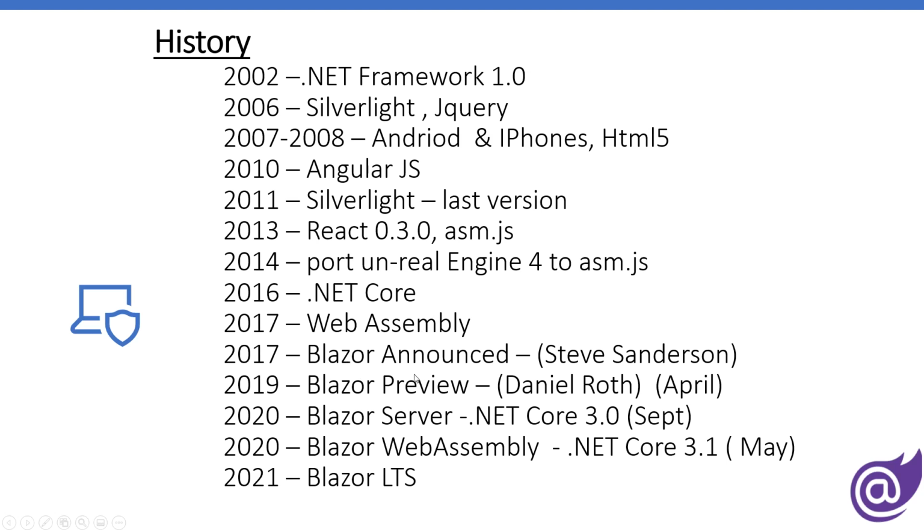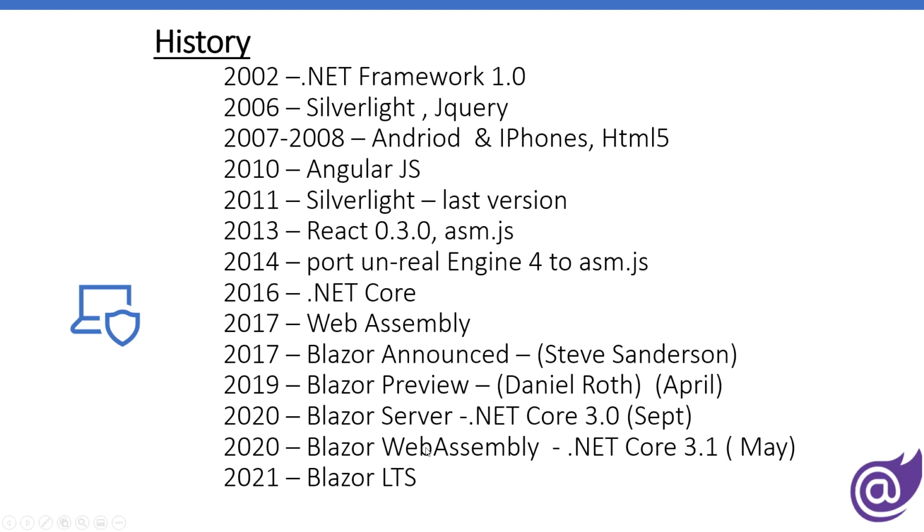And in 2017, Microsoft announced Blazor. In 2019, they released the preview edition. In April 2019, Daniel Roth released it. And in 2020, Blazor Server App officially, in September 2020, they released it with .NET Core. And Blazor WebAssembly, I think, officially they released Blazor WebAssembly.